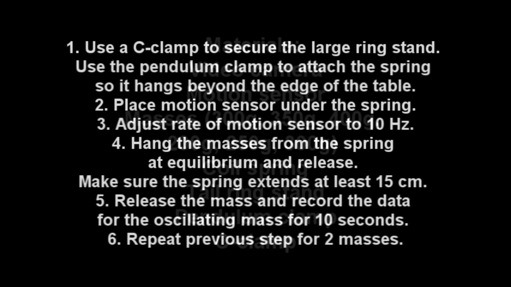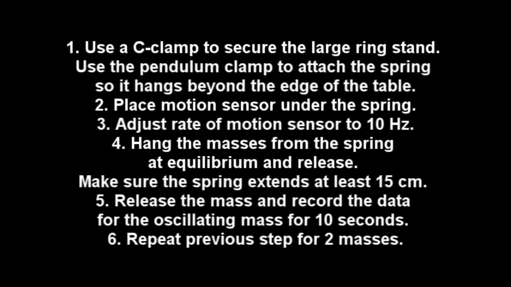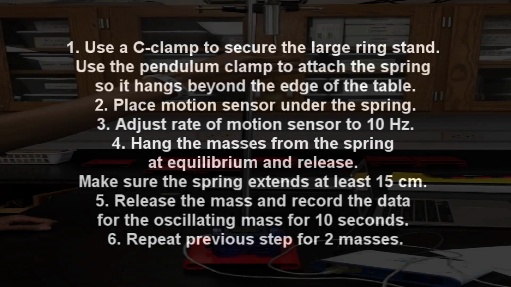The methods are as follows. First, use a C-clamp to secure the large ring stand. Then use the pendulum clamp to attach the spring so it hangs beyond the edge of the table. Place the motion sensor under the spring and adjust the rate to 10 Hz. Hang the masses from the spring at equilibrium and release. Make sure it extends at least 15 centimeters.